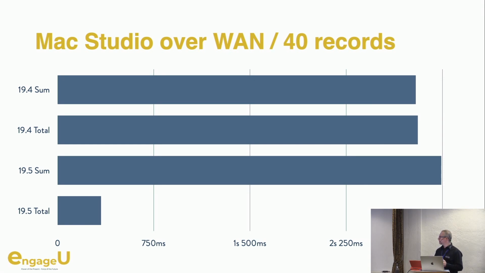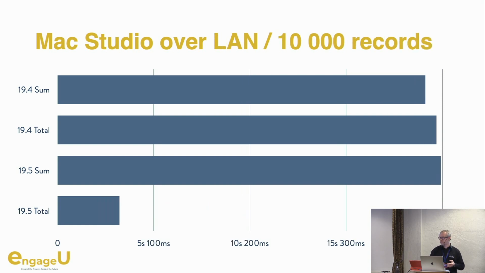When the network becomes slower or the latency gets higher, it's also important. Now, this is a very fast machine, the Mac Studio, but also, thanks to the slow network, calculating the summary field on the server is 8 times faster. Now, when I combine that, when I use Mac Studio over a local network with 10,000 records, it's also significantly faster. In all cases, just the summary field, not the aggregate function.